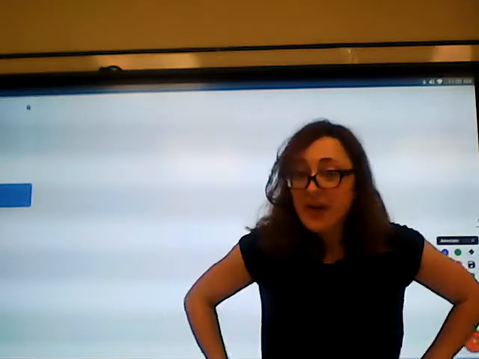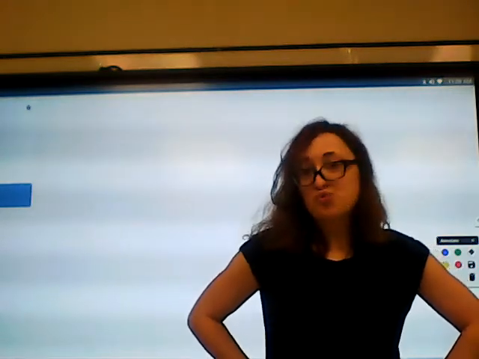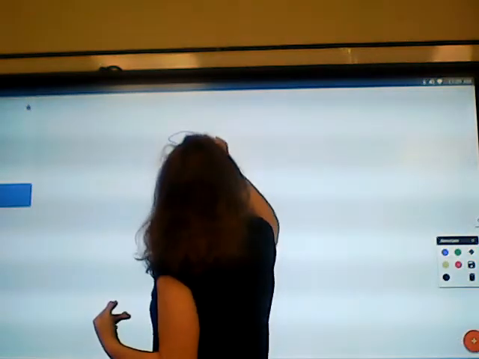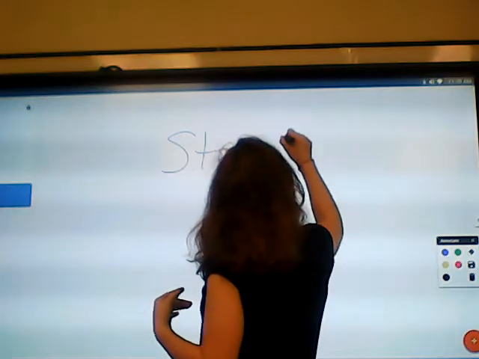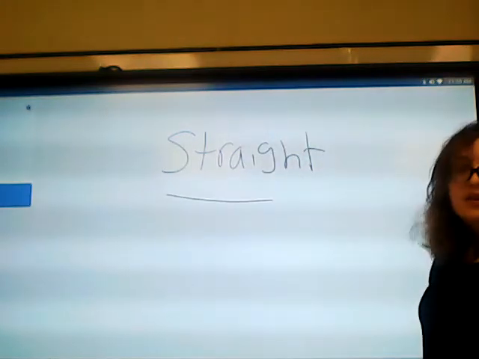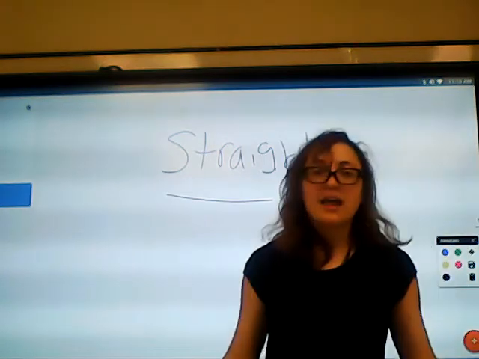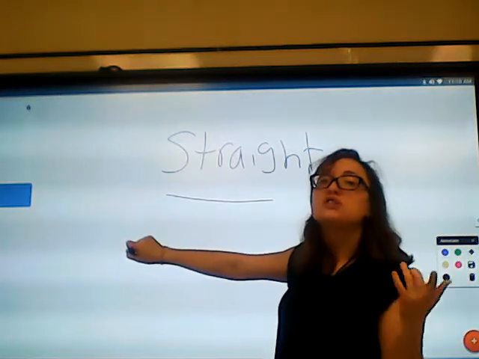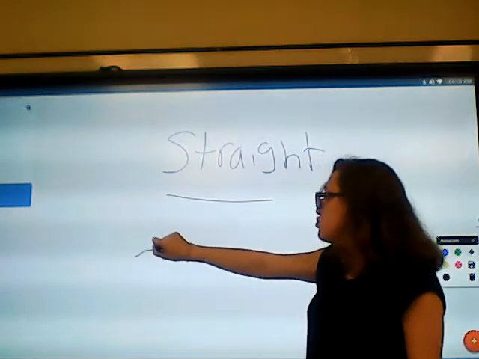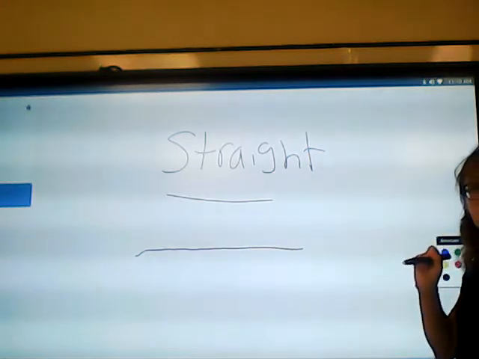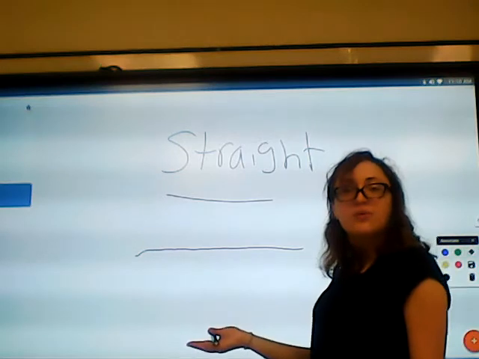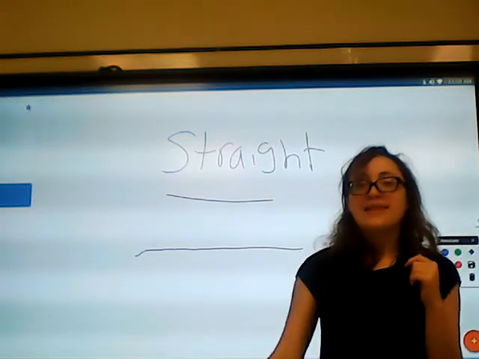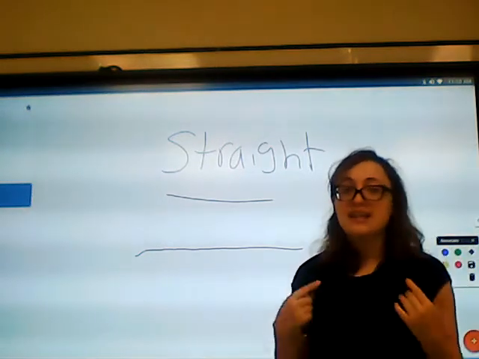So, our very first line that we're going to do is a straight line. A straight line is super simple to do. Let me write straight for y'all. Look at that, I made one. All right, a straight line is super easy. All we do is put our pen, pencil, marker, pointer, whatever you're using down, and drag it across the screen, paper, whatever medium you're using. That is a straight line. Super simple.